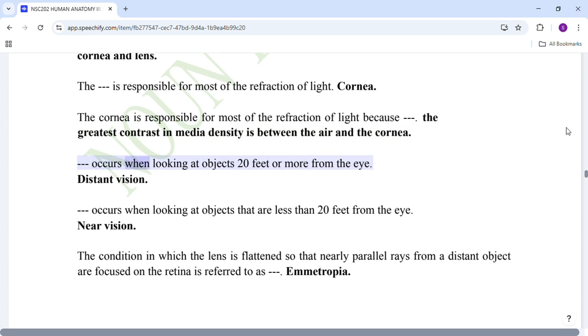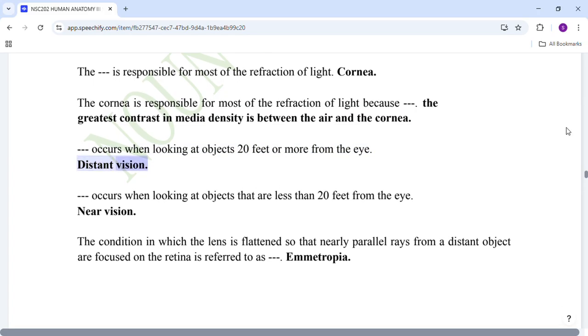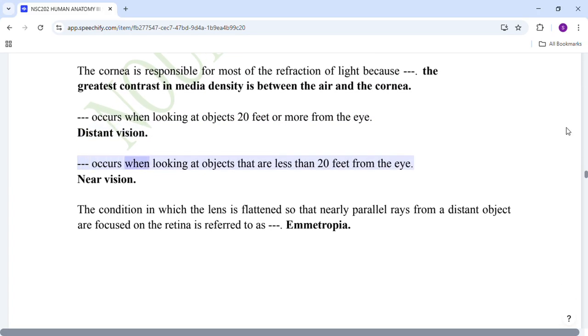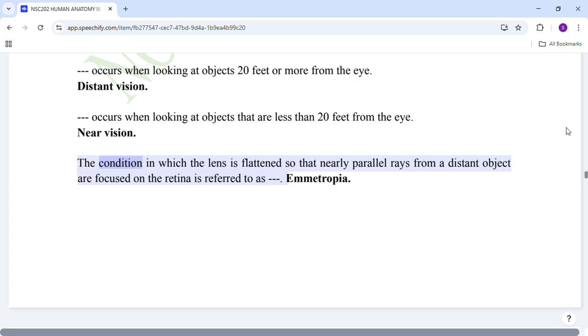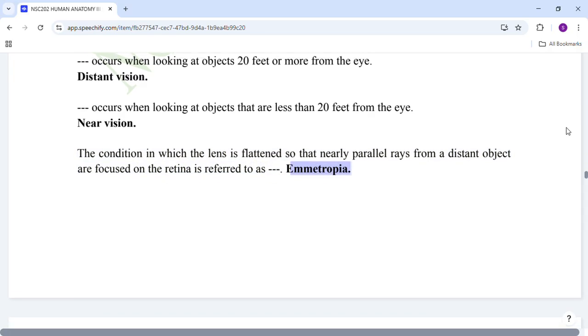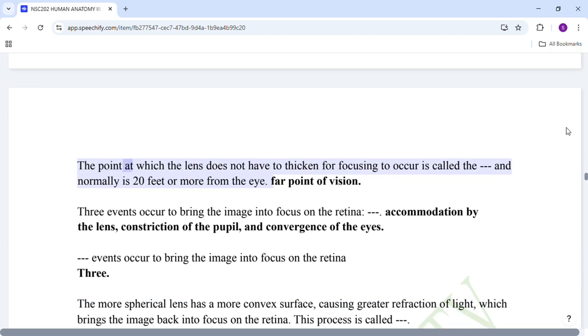Distant vision occurs when looking at objects 20 feet or more from the eye. Near vision occurs when looking at objects that are less than 20 feet from the eye. The condition in which the lens is flattened so that nearly parallel rays from a distant object are focused on the retina is referred to as emmetropia. The point at which the lens does not have to thicken for focusing to occur is called the far point of vision and normally is 20 feet or more from the eye.